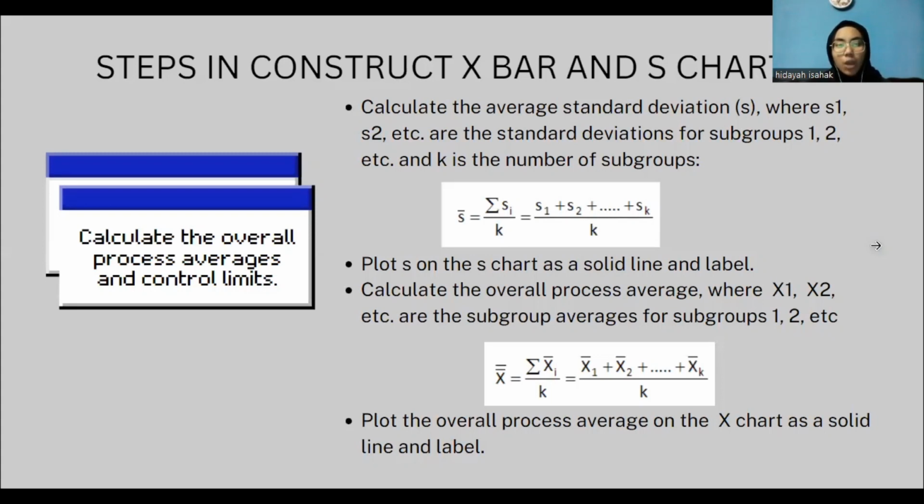For the X bar chart, we have to calculate the overall process average, where X bar 1, X bar 2, etc. are the subgroup average for subgroup 1, 2, etc. This is the formula, the overall process average we call X double bar. X double bar equals summation X bar divided by K. After we calculate the process average, we need to plot the overall process average on the X bar chart as a solid line and label.